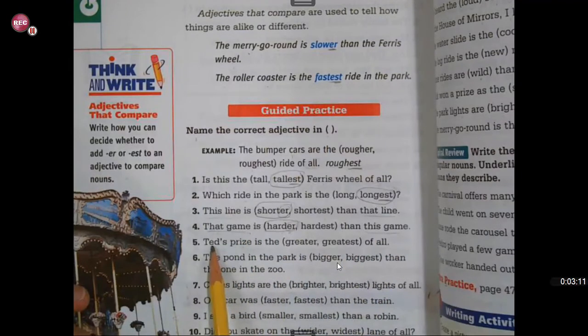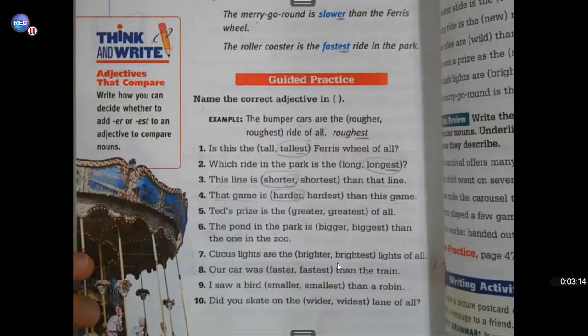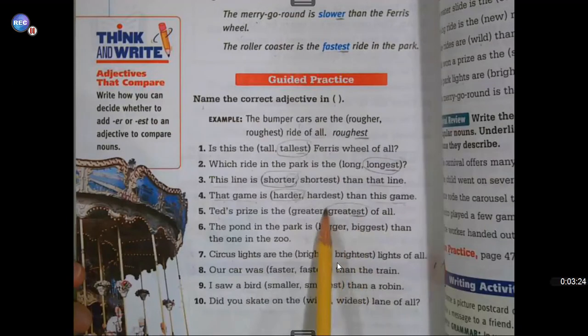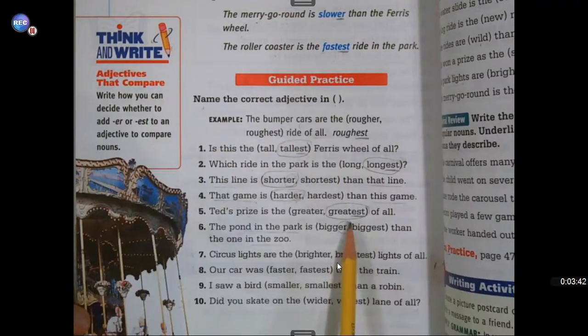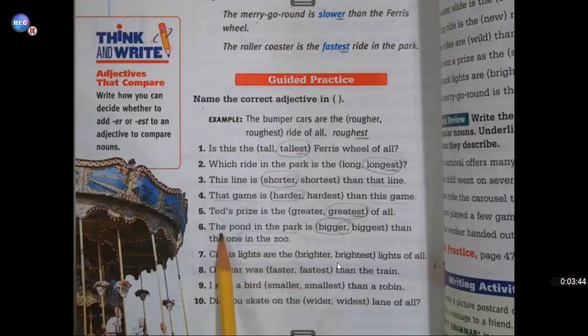Number 5, Ted's prize is the greater or greatest of all. Well, we're comparing his prize to all of the other prizes, which means more than two, so we're going to use EST, and the correct adjective is greatest. Ted's prize is the greatest of all. Number 6, the pond in the park is bigger or biggest than the one in the zoo. We're comparing the pond in the park to the pond in the zoo, so that's just two. So we're using the ER to make the adjective bigger. The pond in the park is bigger than the one in the zoo.